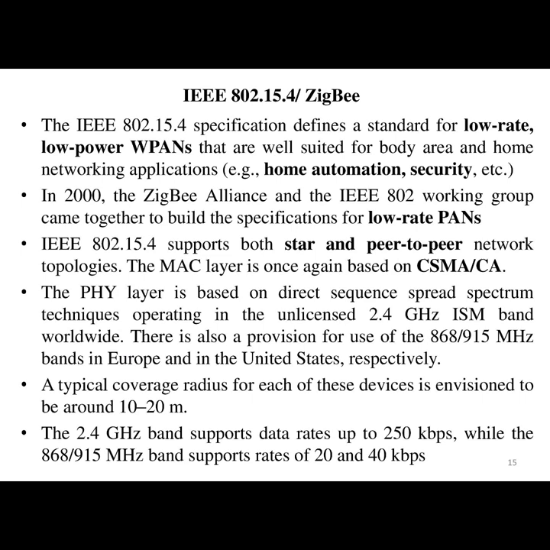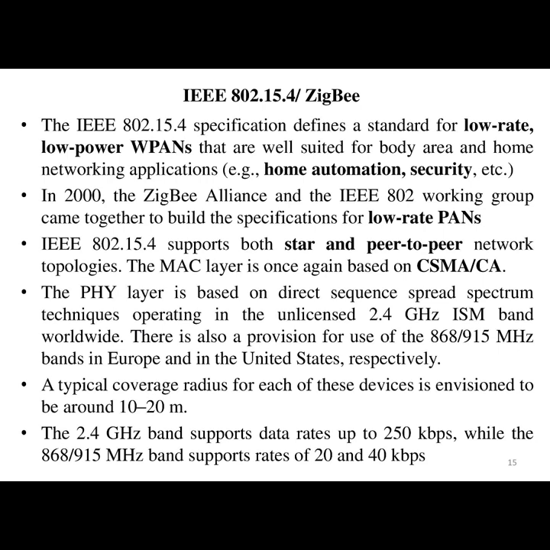In 2000, the Zigbee Alliance and IEEE 802 Working Group came together to build the specification for low-rate PANs. The IEEE 802.15.4 supports both star and peer-to-peer network topologies. The MAC layer is once again based on CSMA/CA.